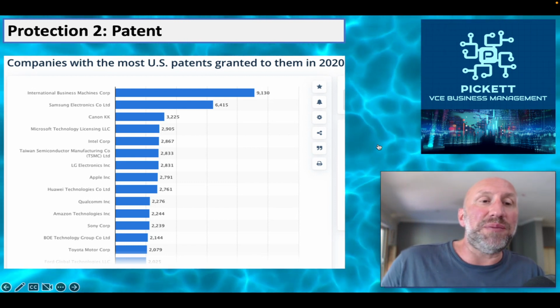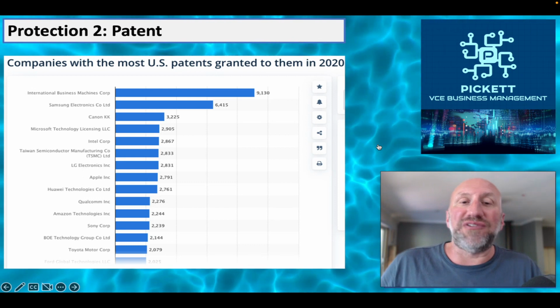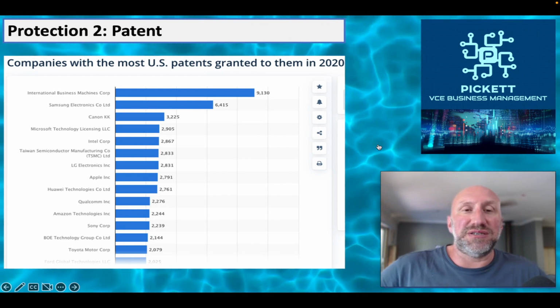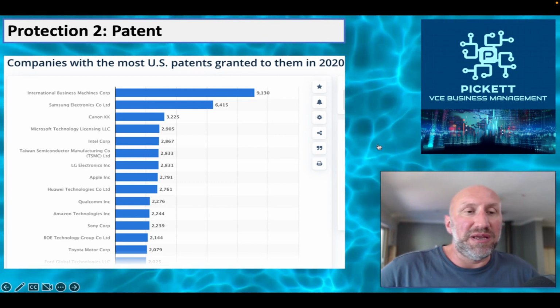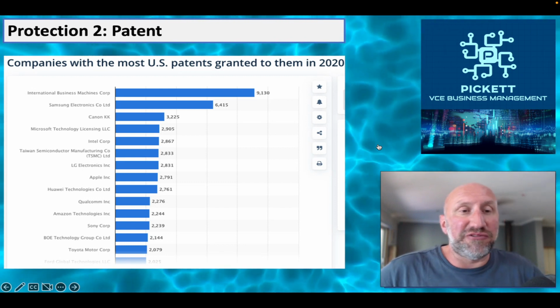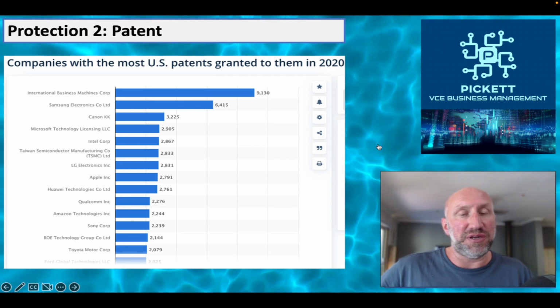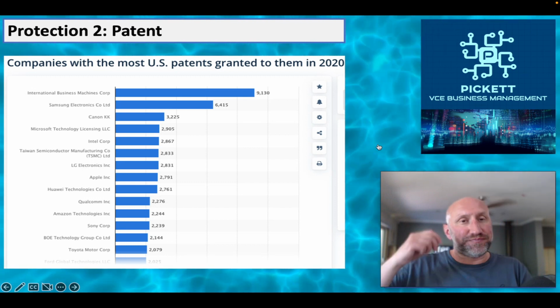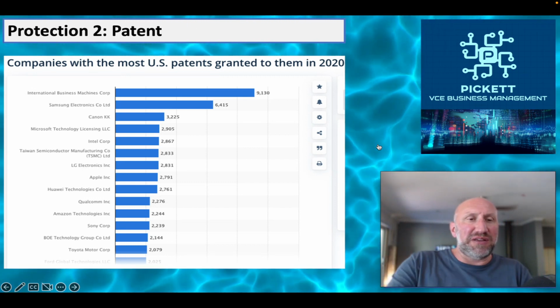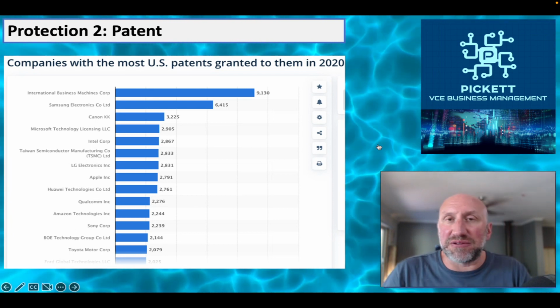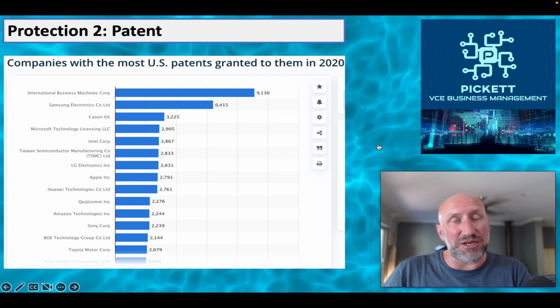So you can see that IBM took out over 9,000 patents in 2020. Samsung, 6,400, and so on and so forth. Apple, just under 3,000. So what that's telling you is that every time, and obviously if you think about Apple, right, nearly 3,000 patents they took out in a single year.